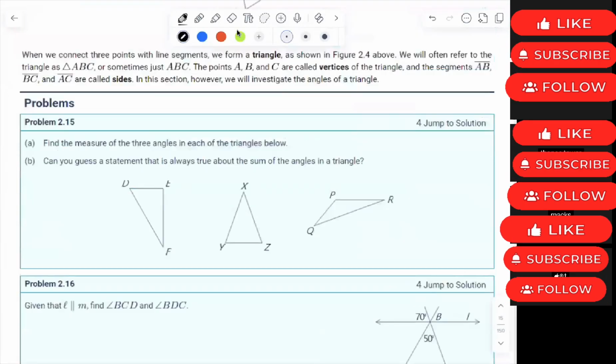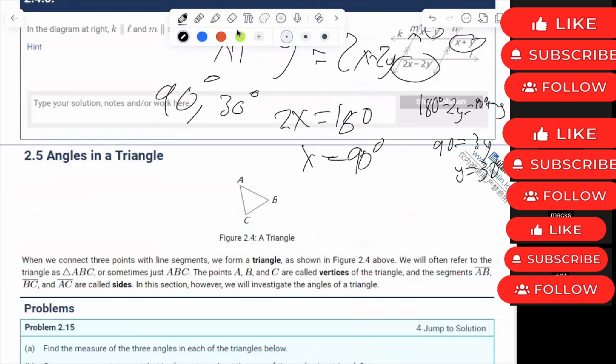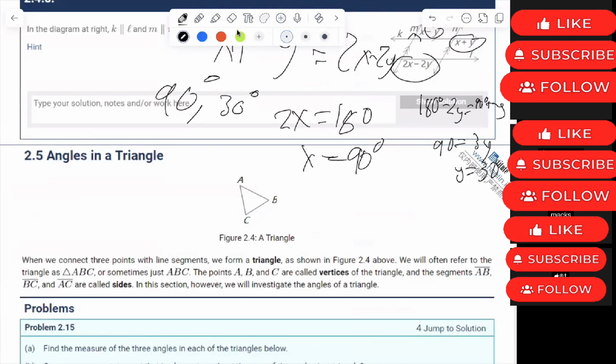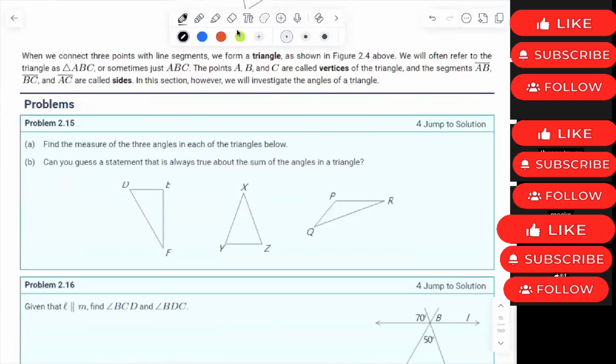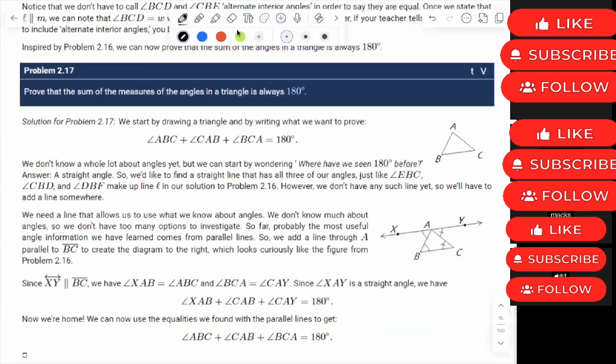And now this is just angles of a triangle. Same thing as angle chasing. We just need to know that the sum of the angles in the triangle is 180 degrees. And we have three sides and three angles. And we have one example.